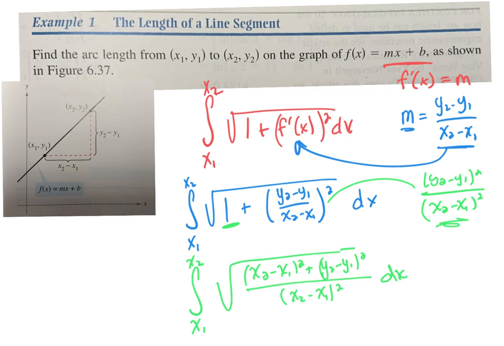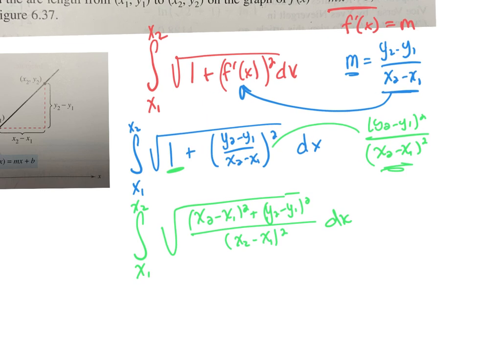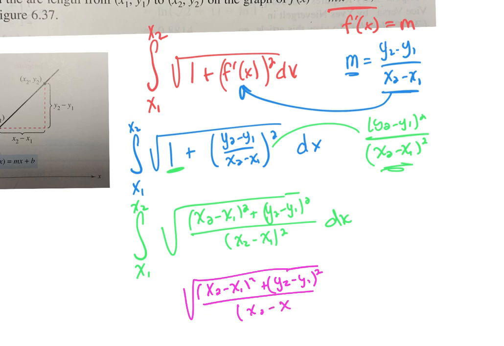That's just a number. And so if I were to take the antiderivative of a number, it's that number times x. So the antiderivative of this, and you'll see that in the book there, I'm going to shift it up a little bit. The antiderivative of this is just this whole thing right here, the square root of x2 minus x1 squared plus y2 minus y1 squared all over x2 minus x1 squared, times x. All right. Yes? And I'm doing that from x1 to x2.